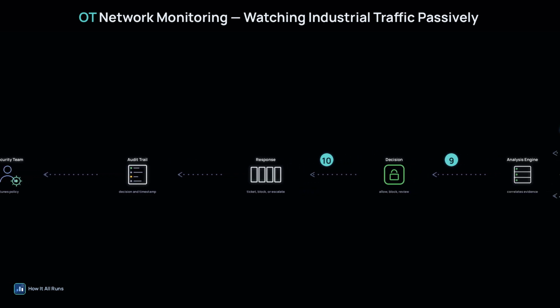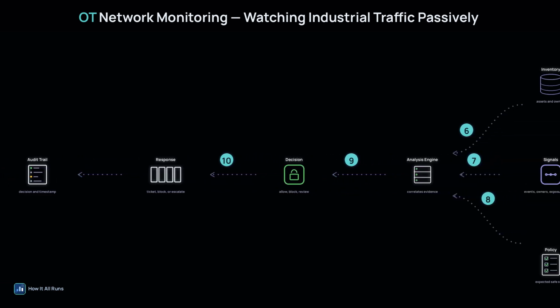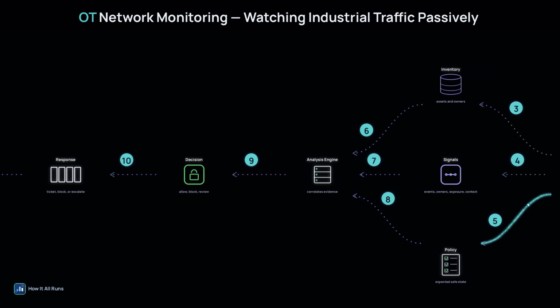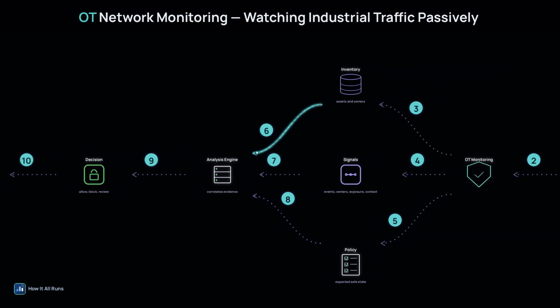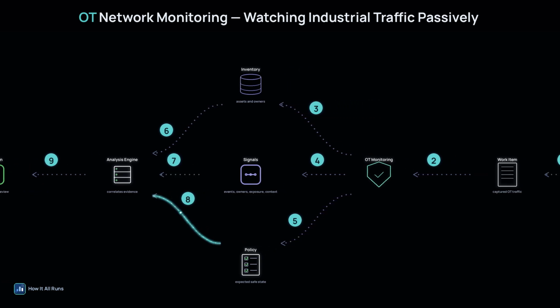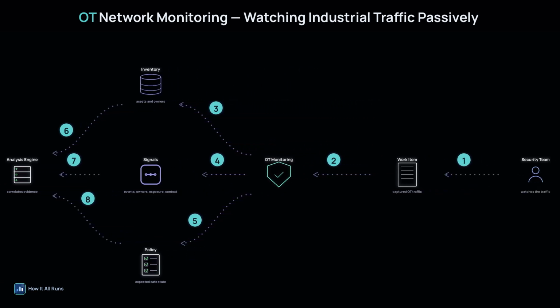OT network monitoring, watching industrial traffic passively, is the loop. Work enters, context and signals are collected, policy is applied, a response is chosen, and evidence is saved.